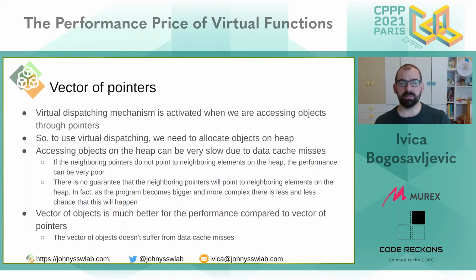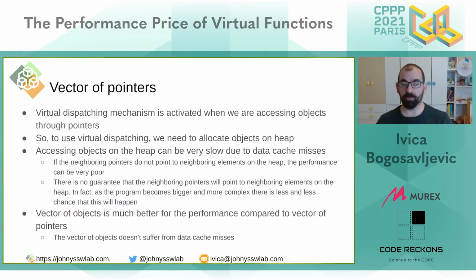And the bad thing about this is that normally the memory for these objects on the heap is allocated using new and released using delete, which internally use malloc and free from C. And there is absolutely no guarantee that neighboring pointers will point to neighboring elements in the heap. In fact, as your program becomes bigger and more complex, there is less and less chance that this will happen.